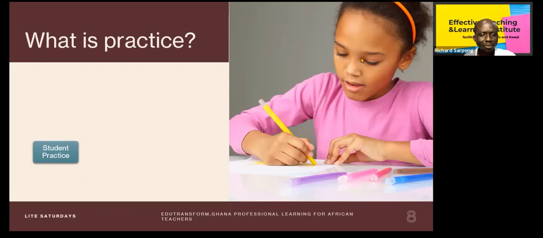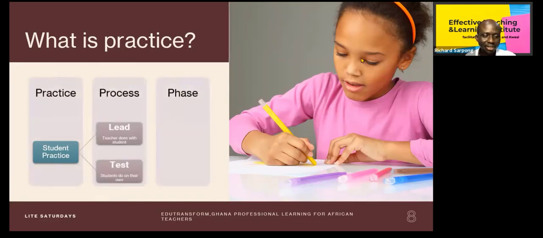There are two important roles that a teacher plays in this part of students' learning. The teacher either leads the practice work, where the teacher does it with the student, or the teacher tests the student, where they give them a series of work or exercises or practice work. The students will do it on their own.